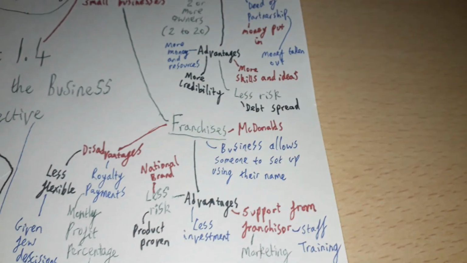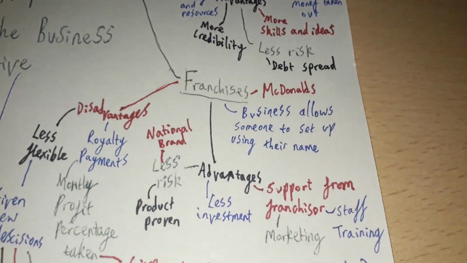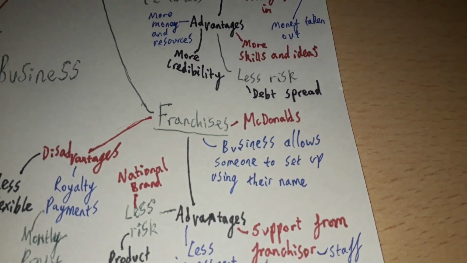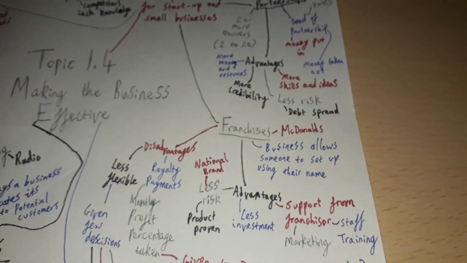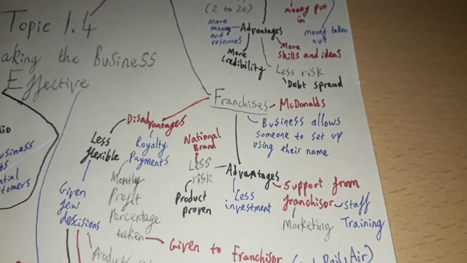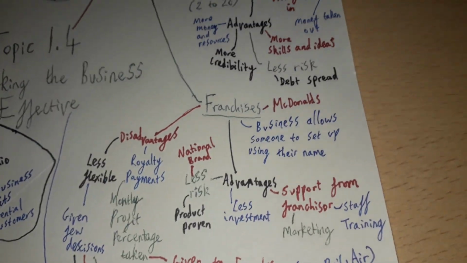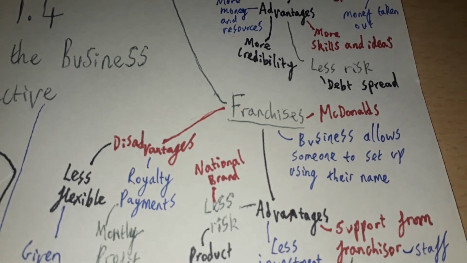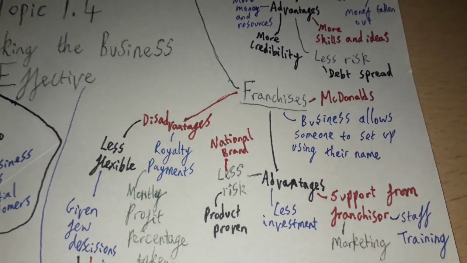You just pay for the franchise and everything's given to you. Also, there's less risk as the product has already been proven in the market. And it tends to be a national brand, so it's something everyone's already heard of, so they will already know, oh, I'll go there and buy it because it's the place I like. Another thing is the disadvantages of it.